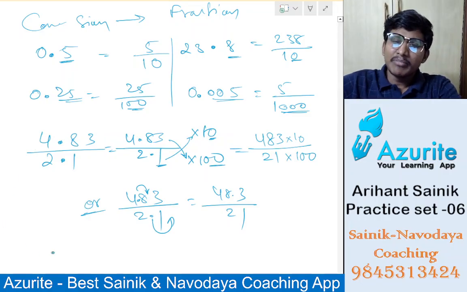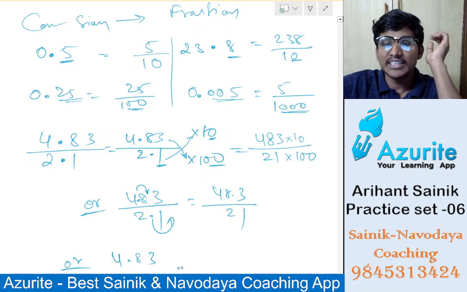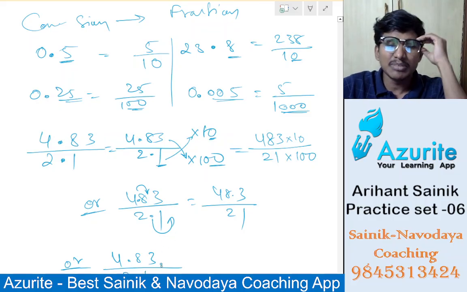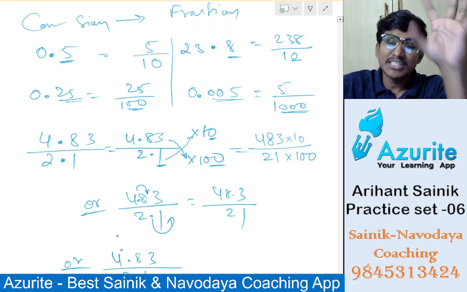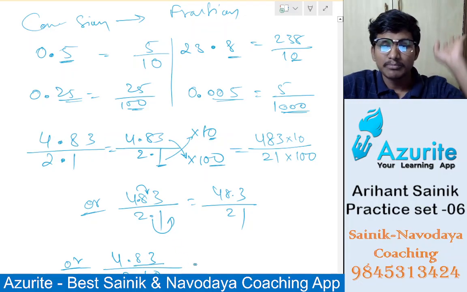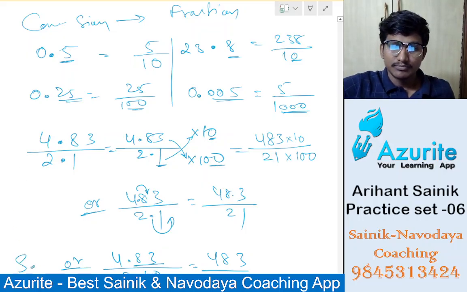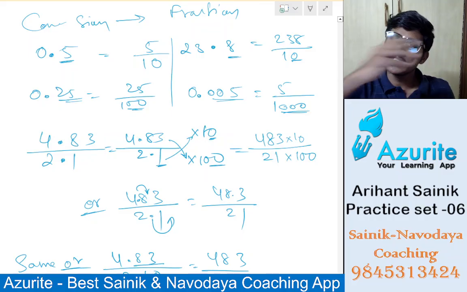Or you can make the same decimal places. Here 4.83 is there, here 2.1. Only one decimal place is there, so you make the same decimal places. Here also 2, here also 2. Now remove them. That is 483 divided by 210. Like that you can make it the same, and then remove.